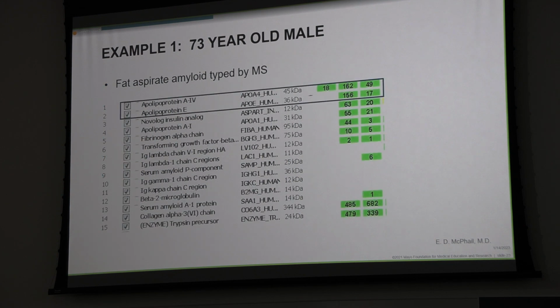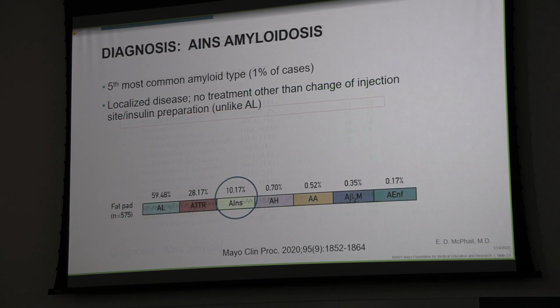So he had his fat aspirate typed, and we see the amyloid signature proteins. So they're present, so we know it's amyloid. But what we found was insulin. So this is not AL, this is not TTR, this is insulin. So insulin amyloid is actually the 5th most common amyloid type that we see. It's about 1% of cases. This is not a systemic disease, it's a localized disease to where people inject insulin.